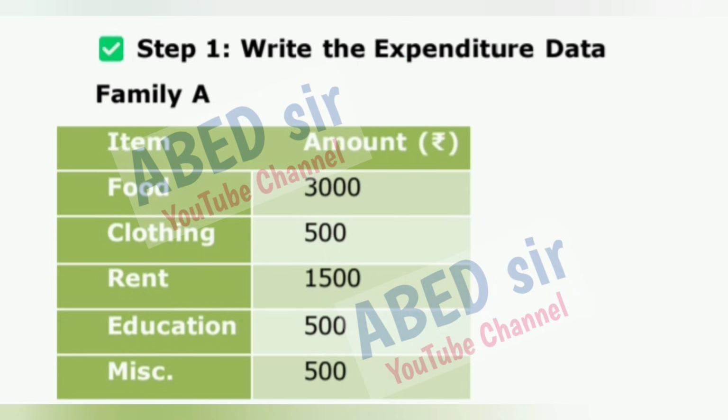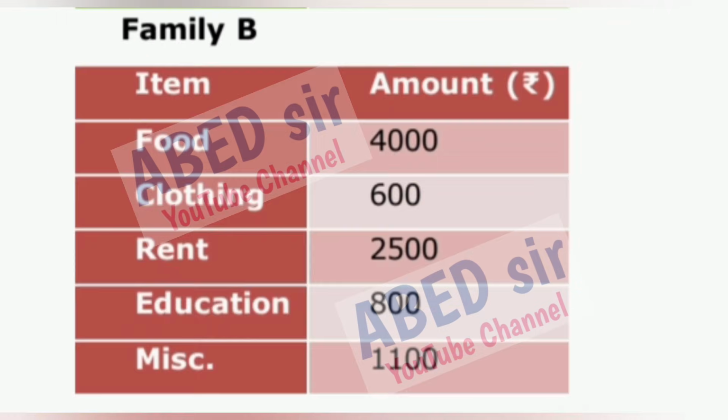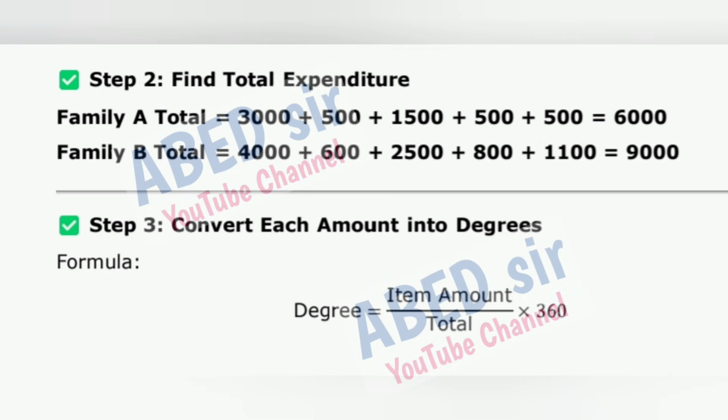Family A. Item, amount. Food 3,000. Clothing 500. Rent 1,500. Education 500. Misc. 500. Family B. Item, amount. Food 4,000. Clothing 600. Rent 2,500. Education 800. Misc. 1,100. Step 2. Find total expenditure.